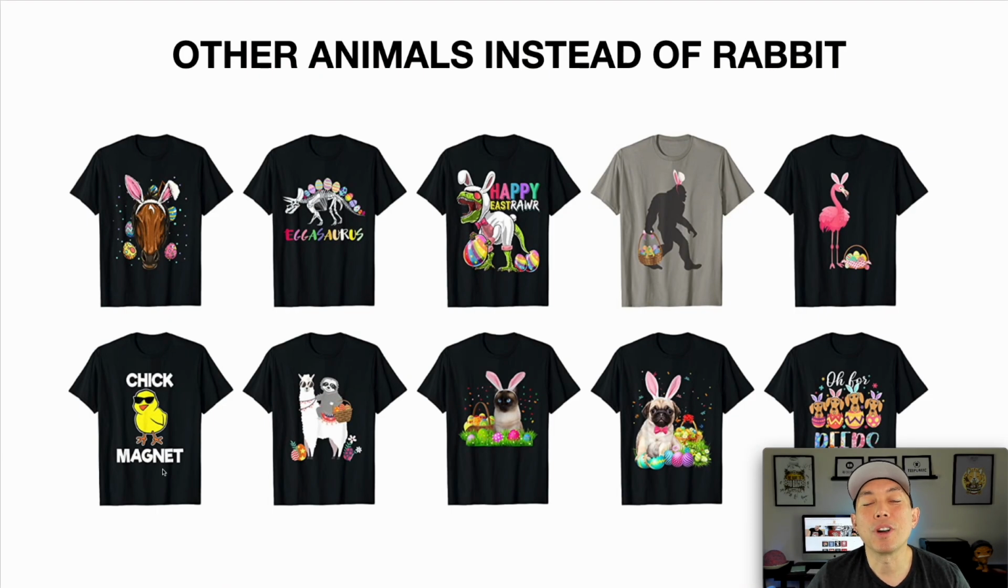So tip number 4, you may be wondering, well, what kind of graphics am I going to use if I'm just going to do graphics? Well, here's tip number 4 to help you out. Use other animals instead of a rabbit. So check these out. There's lots more examples than these, but these are just a few of them that I found, 10 of them that I found. Put a horse in bunny ears. Do a stegosaurus with eggs or whatever. You can see a dinosaur, a Sasquatch, a flamingo, dogs, pugs, cats, llamas, sloths, anything. So just find a cool animal, maybe one that you already have, and you can slap on some bunny ears and put some eggs next to it, and you can make it an Easter shirt really quickly.